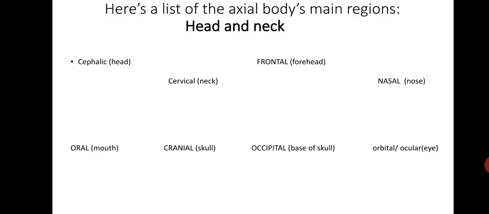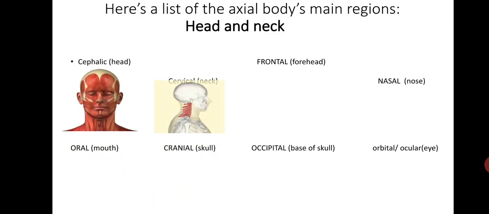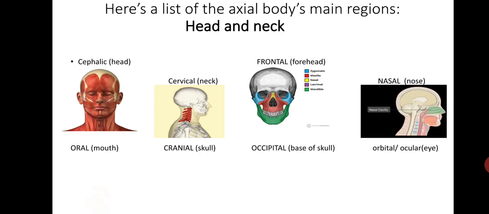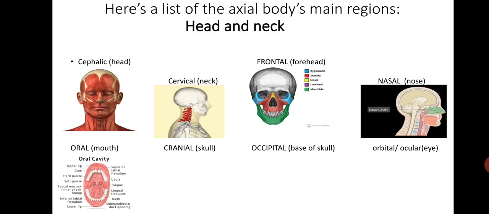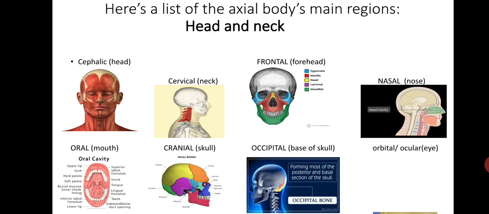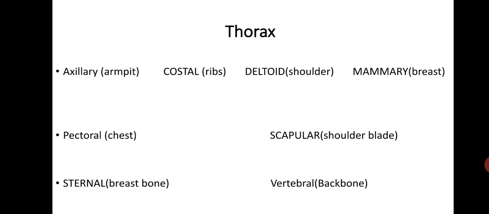Here is a list of the axial body main regions. In this come your head and neck. Cephalic, head. Cervical means neck. Frontal, your forehead. Nasal, your nose. Oral, your whole oral cavity. Cranial, your full skull. Occipital, the base of the skull. Orbital or ocular means your eye.